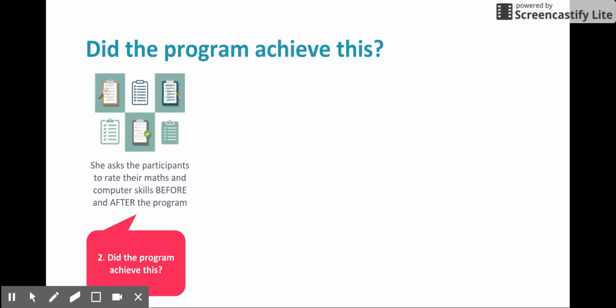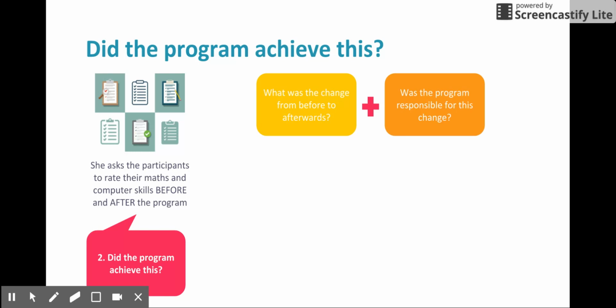The second question we need to answer is, did the programme achieve its aim? At first, this question looks very simple. What was the change from before the programme to afterwards? However, it may be that the local college is also running a writing class which involves using a computer, and which some of the Super Skills programme participants are also taking part in, and this helps improve their computer skills also. So really, we're interested in whether the programme was responsible for the change in skills that we see in the participants. There are a few different options for this.